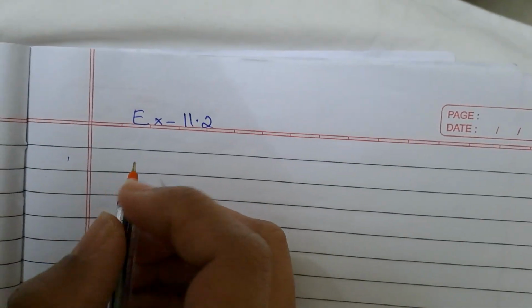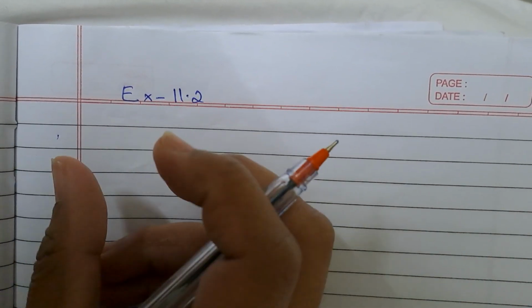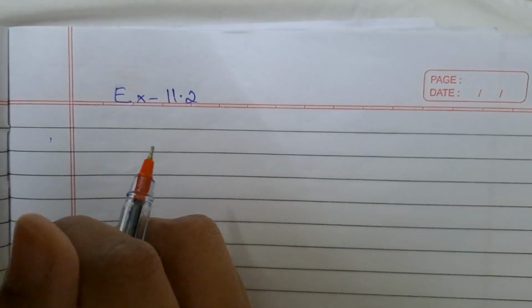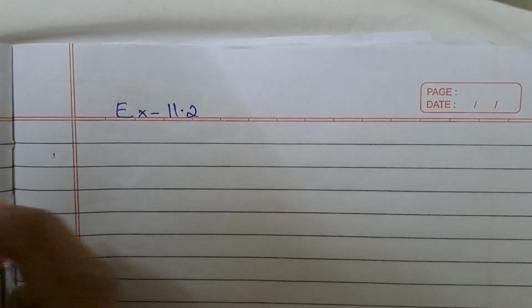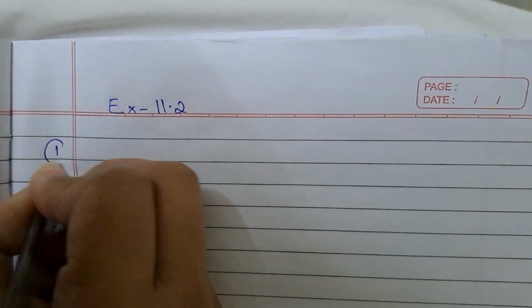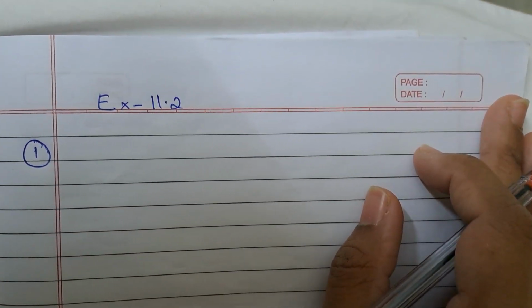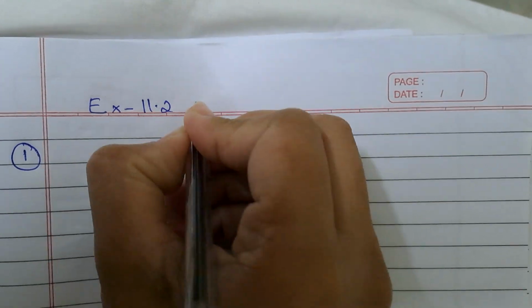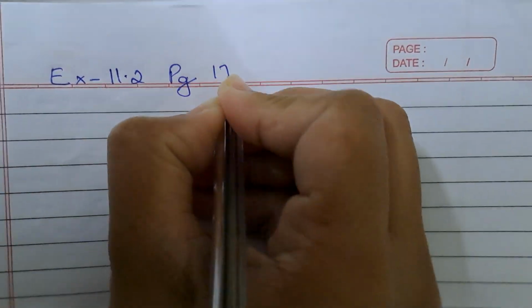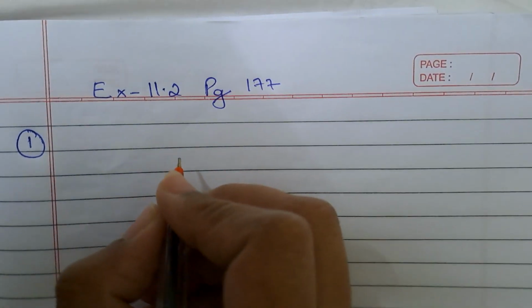In the previous video, we have completed all the example problems that were before the 11.2 exercise of the chapter Mensuration. Now, going to Exercise 11.2, the first question, I want you to read the question from your textbook. As per the digital textbook that I have, it is on page number 177.